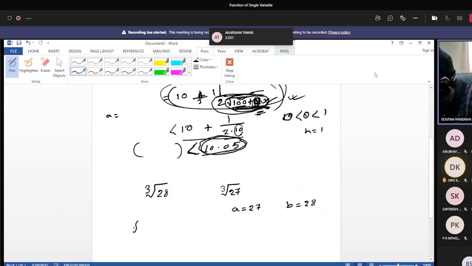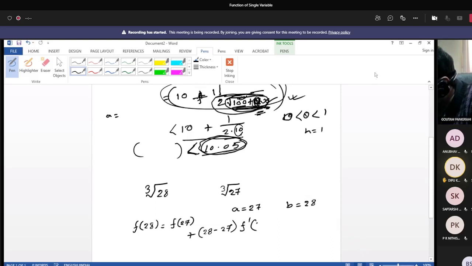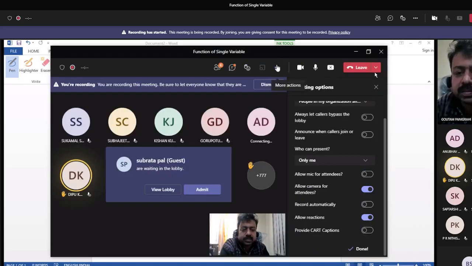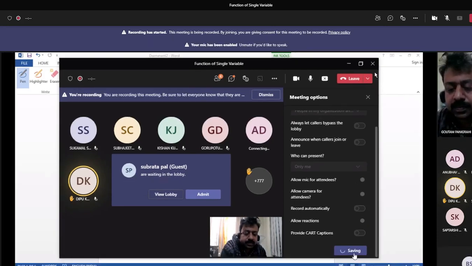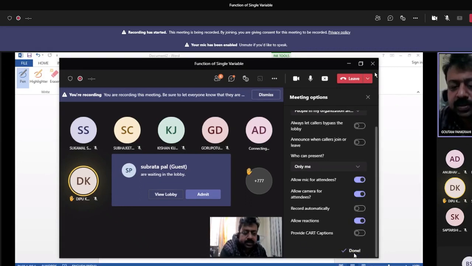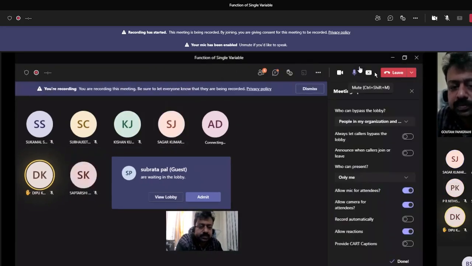Then you can easily write that f of 28 is equal to f of 27 plus h, 28 minus 27, into f dash 27 plus theta h. Here h is 1. This will be okay. Is it clear to all of you? Yes, sir, it's clear.